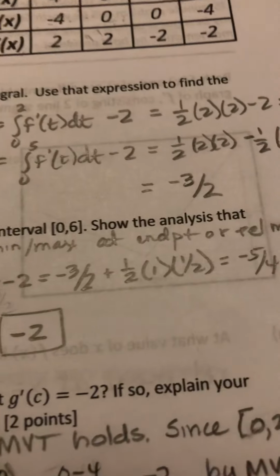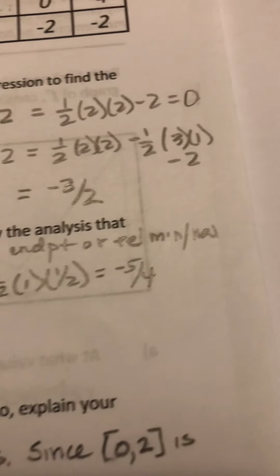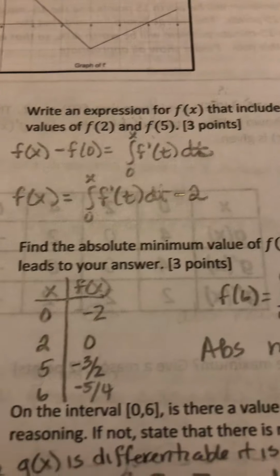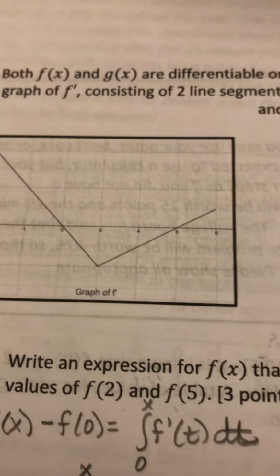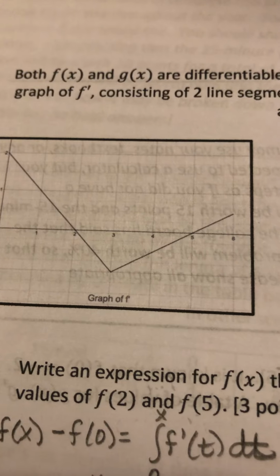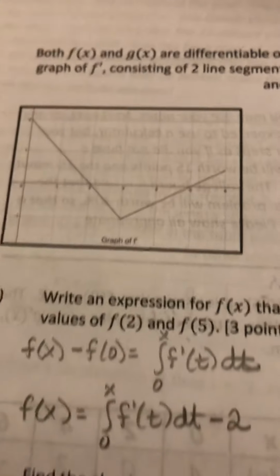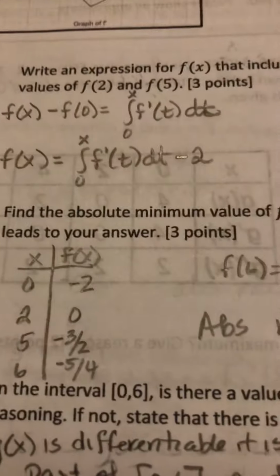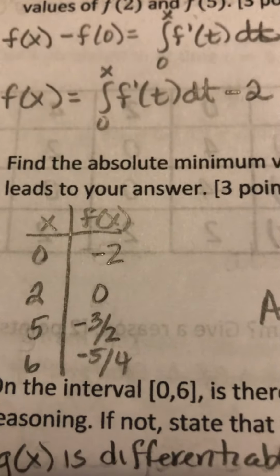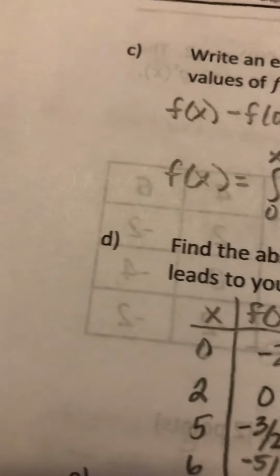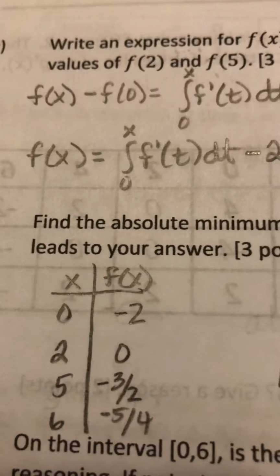Okay, absolute minimum or maximum are going to be at an endpoint or at a relative minimum or maximum on the interval. Okay, and we're looking from 0 to 6. So we have to find f of 0, f of 6, and we look at our graph for f of x, and we have to look at f of 2 and f of 5 as well. So we say, okay, f of 0 we got was -2, f of 5 we got was -3/2. F of 2 was 0, f of 5 was -3/2.